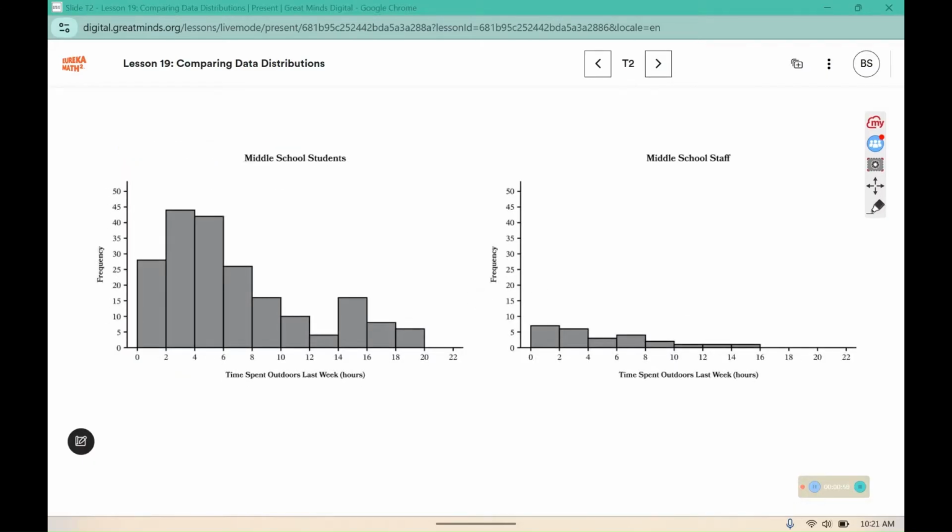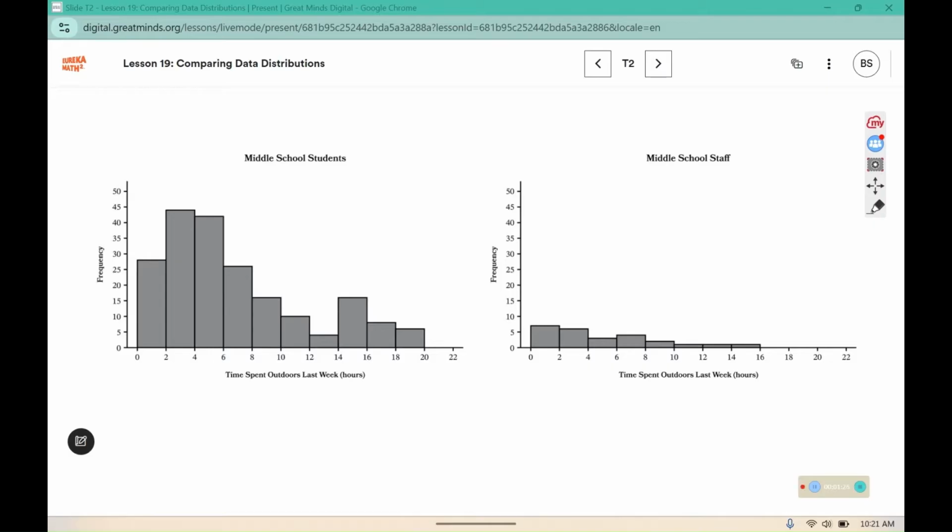Here we have two histograms. It says staff and students, middle school staff, middle school students, were surveyed about the number of hours they spent outdoors last week. The results are summarized in these two histograms. Do they have the same scales? Well, they both have a frequency that counts by fives, and their intervals count by twos, 2, 4, 6, 8, 10, and so on.